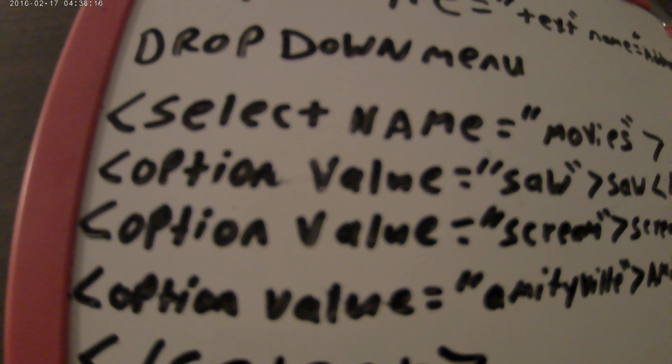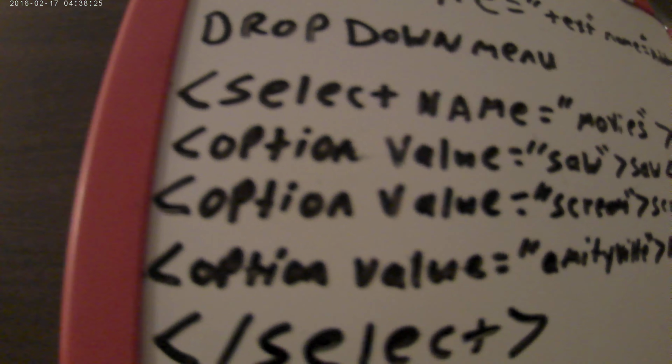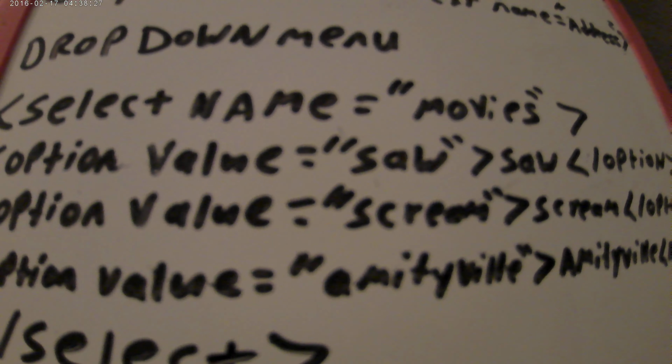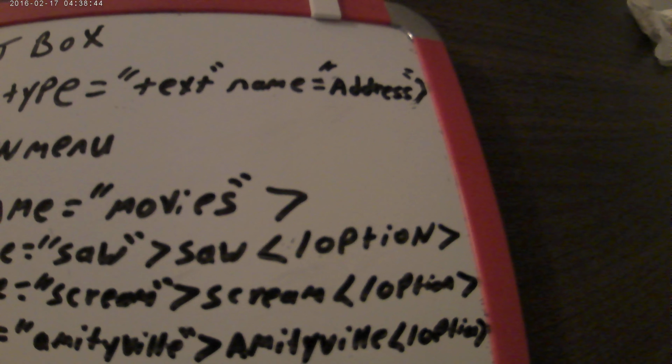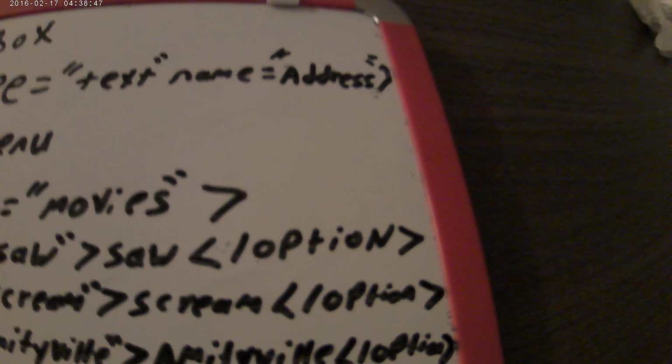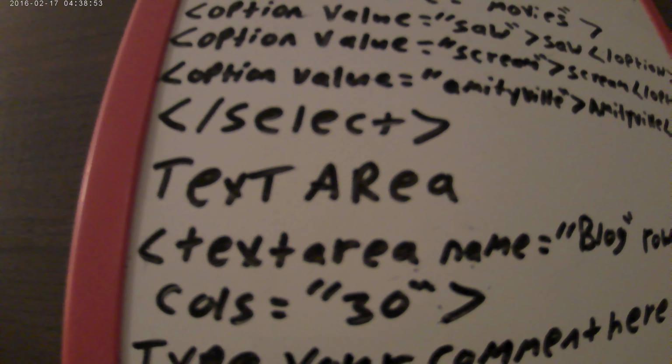And then we have a closing option tag at the end. And then the second option value would be Scream. So then we also have another closing option tag at the end. And then the last option value is called Amityville. So then we also have a closing option tag that's located after the text that the user sees. That's so the text that's in between both option tags is what the user is going to see on the web page. The next form element is the text area.